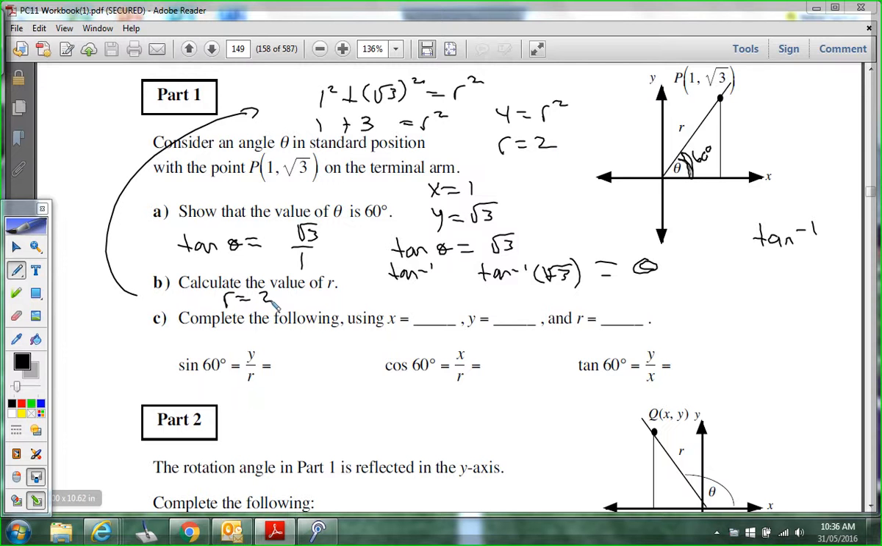Complete the following using x, y, and r. So we know x is 1, y is root 3, and r is 2. Sine of 60 is equal to y over r, which would be root 3 over 2. Cosine of 60 is x over r, that's 1/2. And tan is going to be root 3 over 1, which is just root 3.